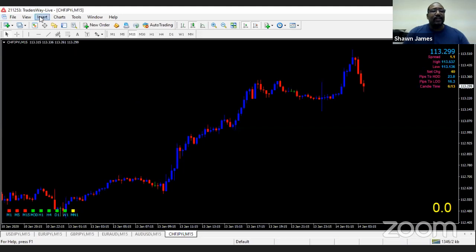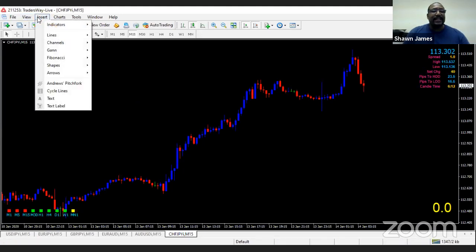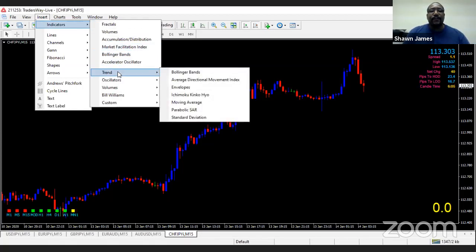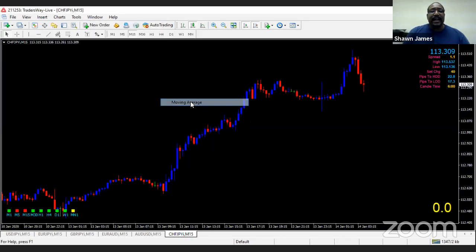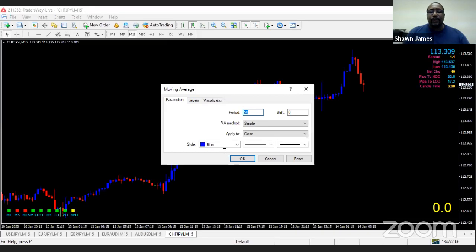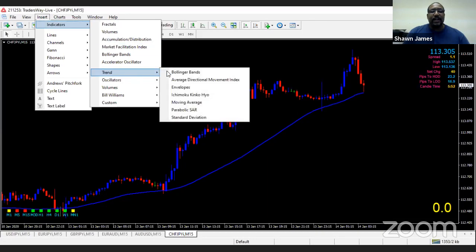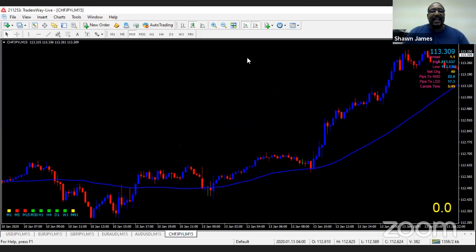All we're going to do is go to Insert Indicators here at the top, and then look for moving average, which you see here under trend. You add the moving average. It's already set to 50. We'll add that. Same thing: you'll go here, indicators, trend, moving average. You'll set the other one to 8.